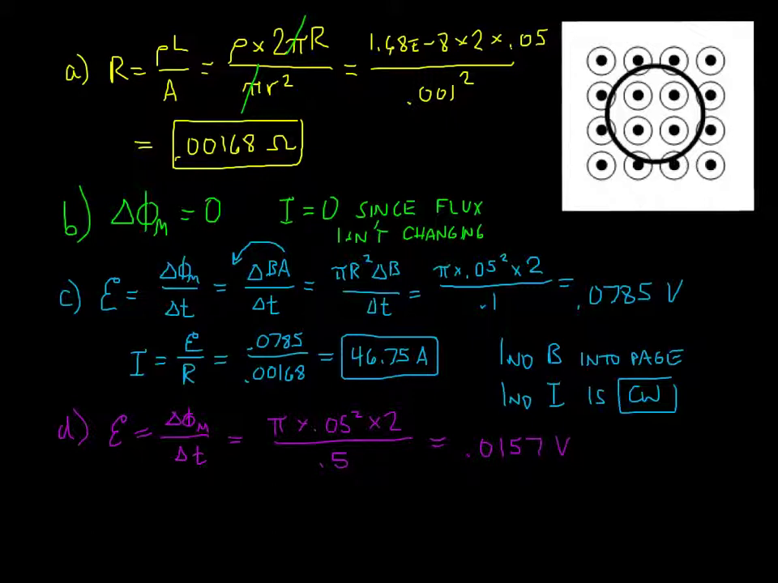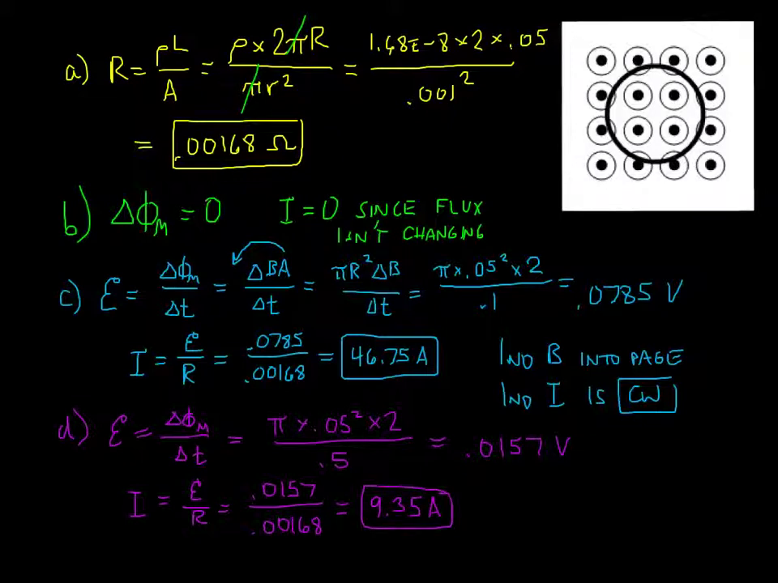is equal to 0.0157 volts. So the current is equal to 0.0157 divided by the resistance of 0.00168, giving a current now of 9.35 amps.